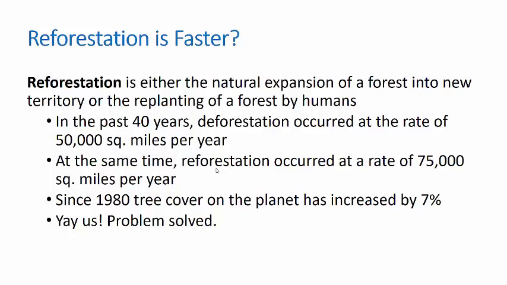Okay, so if we do the math on this, in the past 40 years or so, talking about since 1980, deforestation occurred on average of 50,000 square miles per year. Okay, that's really big. If you want to know that number in acres, multiply it by 640, and then that suddenly seems even more impressive. Okay, but 50,000 square miles per year getting deforested. But at the same time, reforestation is occurring at a rate of 75,000 square miles per year. So net, we're actually gaining trees, not losing them.